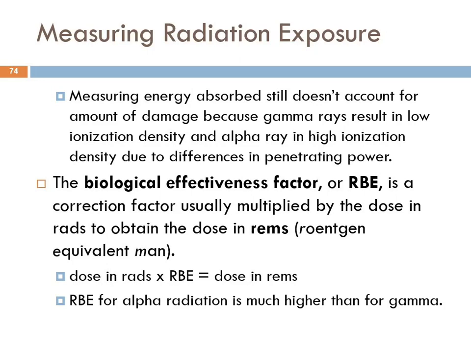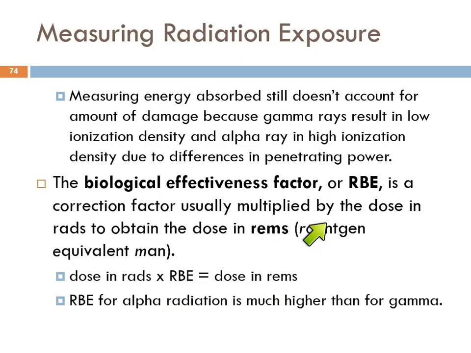It's the relative biological effectiveness, or the biological effectiveness factor. It's just a correction factor. So different types of radiation are going to have a different RBE. You take the dose in rads, you multiply it by this radiation biological effectiveness. Did I get it right? And that gives you a dose in rems.